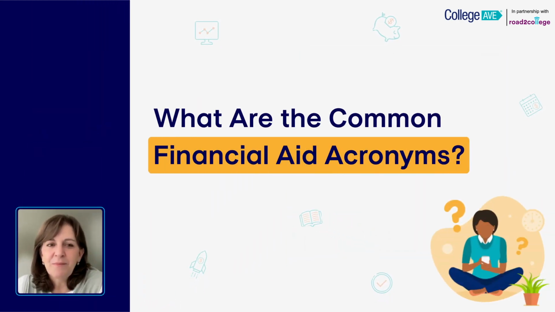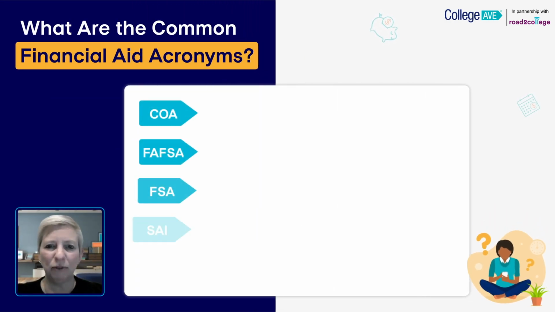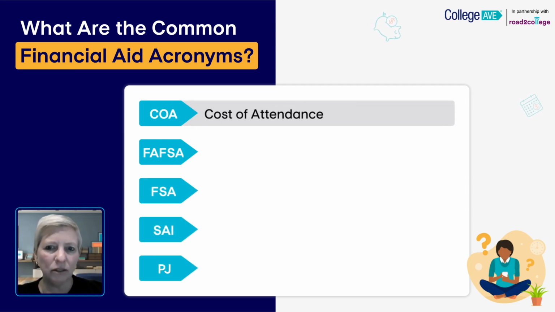How about we begin with some common financial aid acronyms? Can you tell us what they are? Sounds good. There are sort of a top five I might mention. COA means the cost of attendance, which would basically be your sticker price of all things within the cost of attending college.